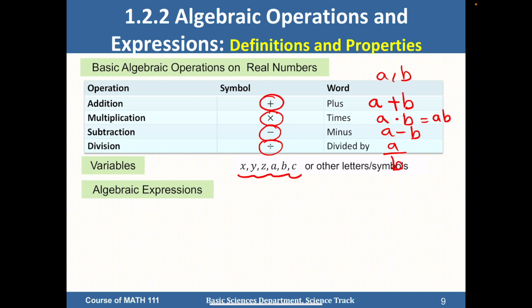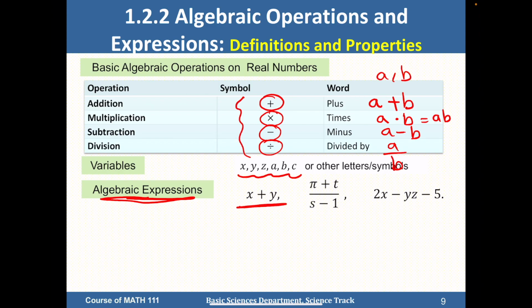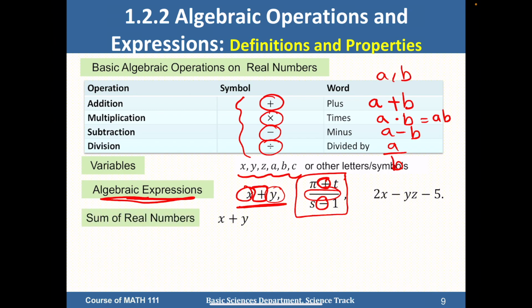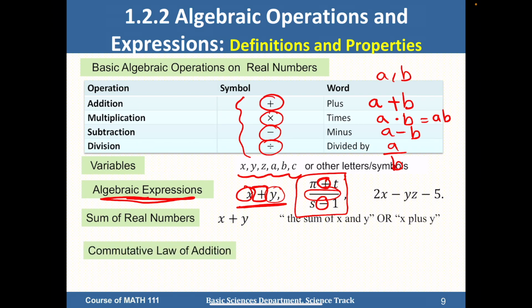Algebraic expressions use numbers and letters and the operations. This is an example of an algebraic expression. We use the variables and we use the addition. And here we have another algebraic expression. We have numbers, letters, and negative, and plus, minus, and divide. So any operations that gather two values together, we can call this an algebraic expression. The sum of real numbers, for example, x plus y, and we have also the commutative law of addition. What is the commutative law of addition?